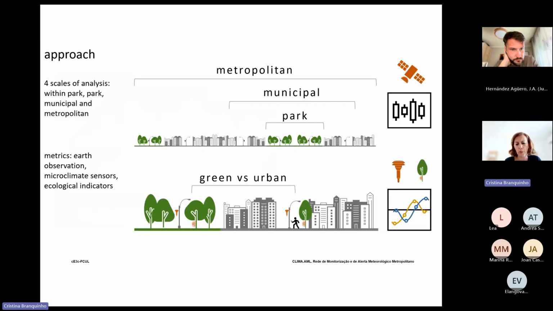So we did this at the metropolitan area, municipal area, and at the park level, okay? We did it by looking at land surface temperature, but we also used some sensors, which we put in some gardens, where we observed simultaneously the air temperature and the land surface temperature of the areas.